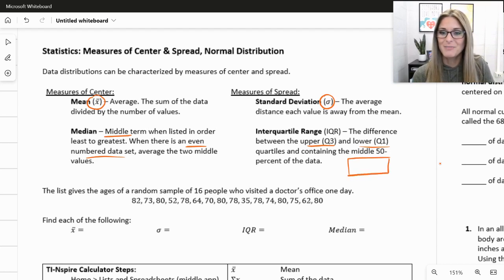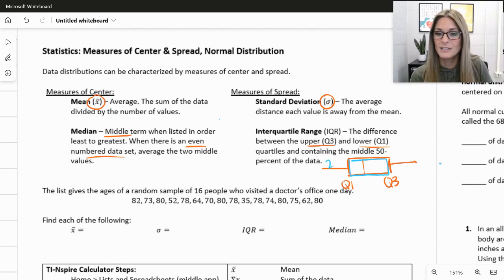Might have been a minute since you've seen a box and whisker plot, so I'm going to draw one right here. And our box and whisker plot, the left lower side here, that's that first quartile or lower quartile. And then the right side of our box is our third quartile or upper quartile. So if we are going to take the difference of that first quartile and third quartile to find our IQR, it's going to represent 50% of our data because a box and whisker plot divides our data into quarters or quartiles of 25%. So when we subtract our Q3 and Q1, that's going to show 50% of our data.